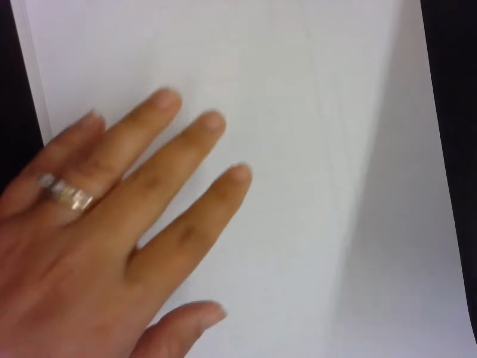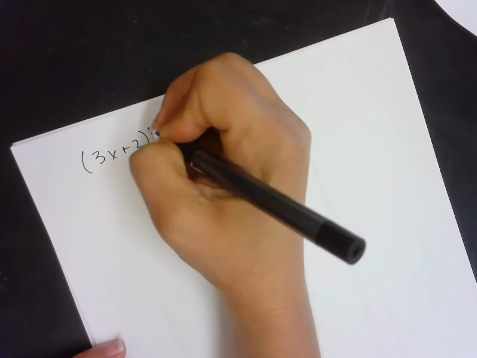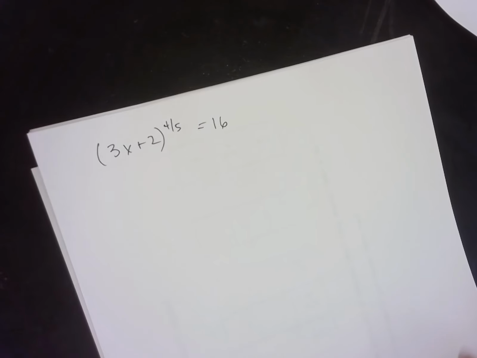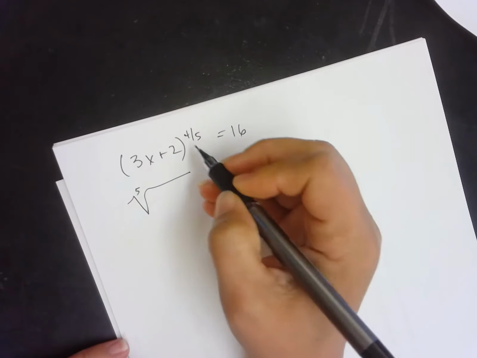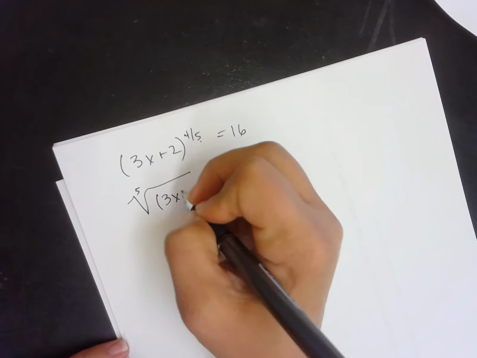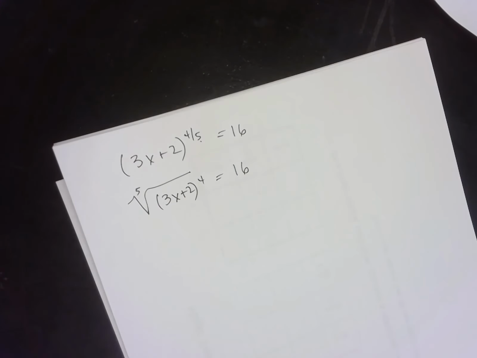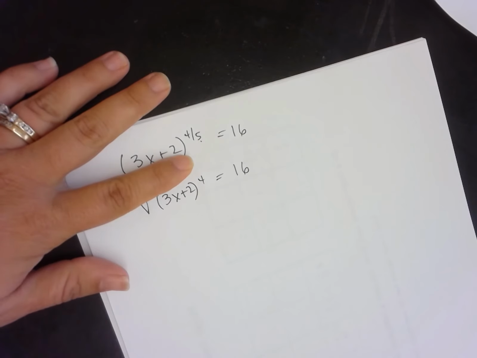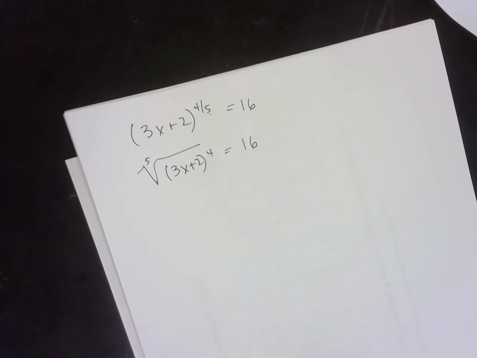All right, so let me do one more example. I have (3x + 2)^(4/5) = 16. I could turn this into the 5th root, because my root is in the bottom, of (3x + 2)^4 equals 16. So the radical's on the outside, so the first thing that I would do is raise both sides to the 5th power, and then that would take away this, and then I would have to take the 4th root of both sides. So that is perfectly appropriate, but I would like to show a different way.